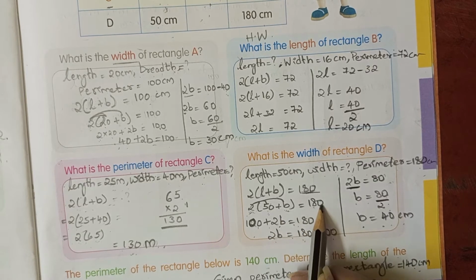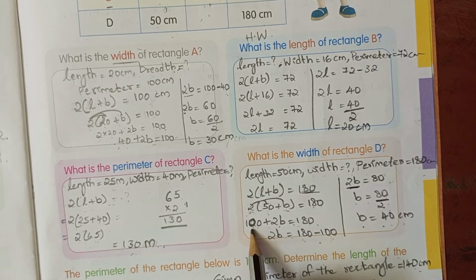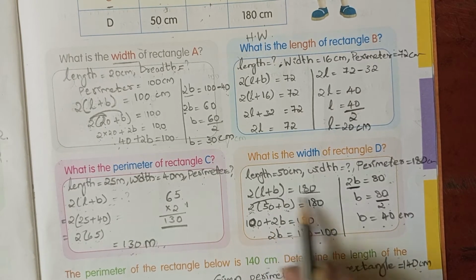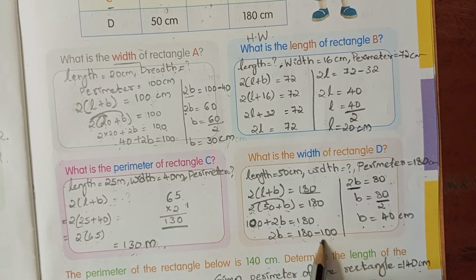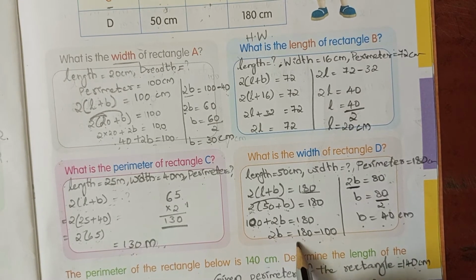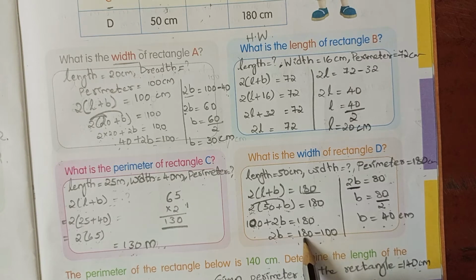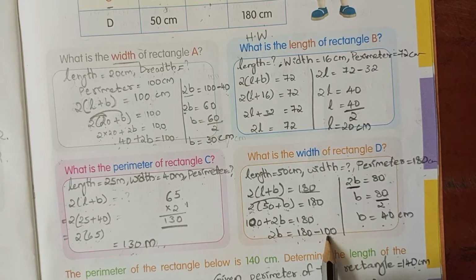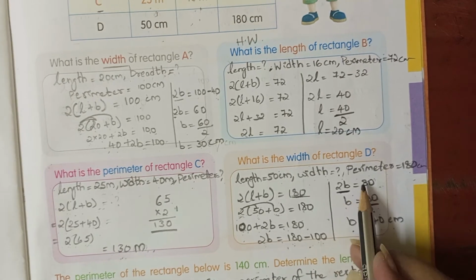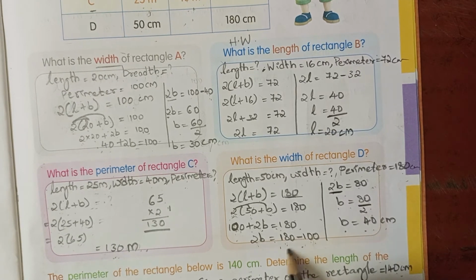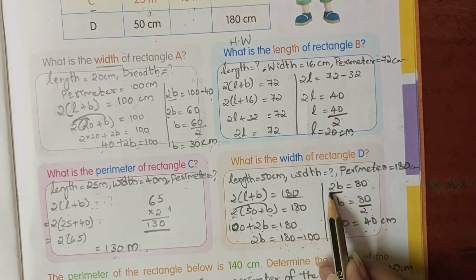2B is equal to 180. Here 100 is on the plus side. Whenever it goes that side, it becomes a minus number. 2B is equal to 180 minus 100. So 2B is equal to 80.